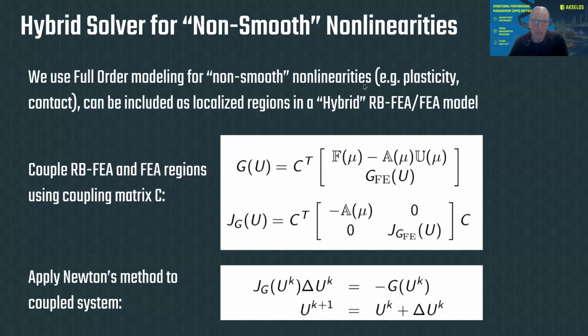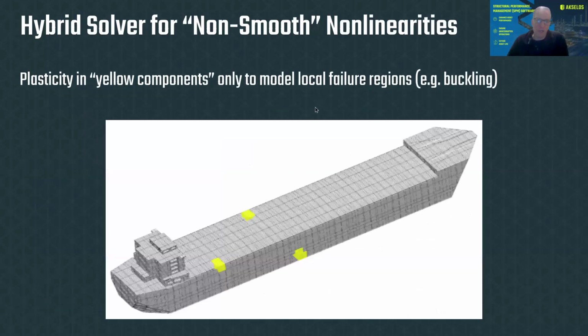That means you can combine FEA and RBFEA in one model. And this is just showing how we do the coupling. You basically have a standard FEA model, so a standard residual for the FEA region, and then the residual for the RBFEA region, and you couple them together with this coupling matrix. You end up with a Newton method for the fully coupled system, and the implementation is standard at that point. You can have a huge model, and you can designate part of it to be FEA because you have non-smooth nonlinearities in those regions, like a local failure, like a buckling or whatever. You can do a global load case and then transfer to the local nonlinearities with FEA and solve it with one fully coupled method.